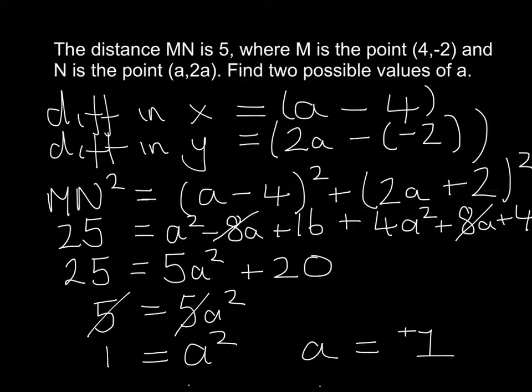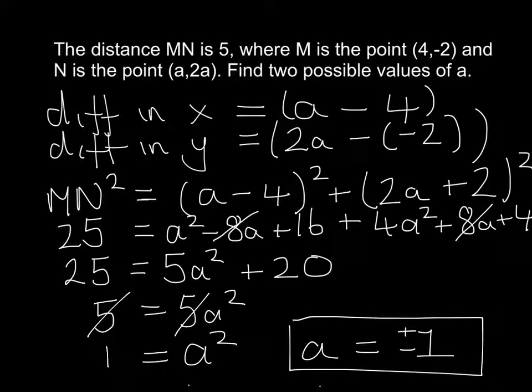But also remember that the square root of 1 can also be minus 1. Minus 1 times minus 1 is 1. Plus 1 times plus 1 is also 1. So whenever you square root a number, you normally get two numbers as the answer. So the answer is plus or minus 1.